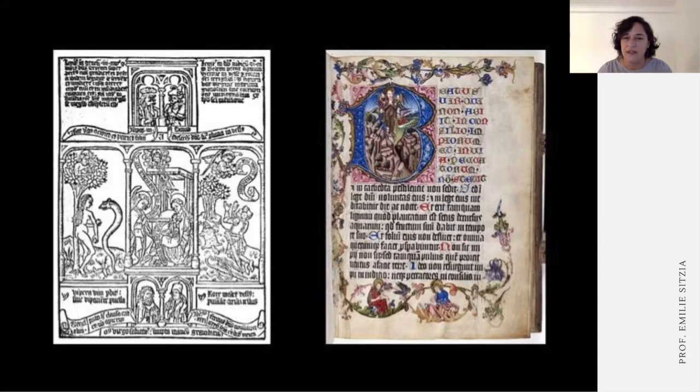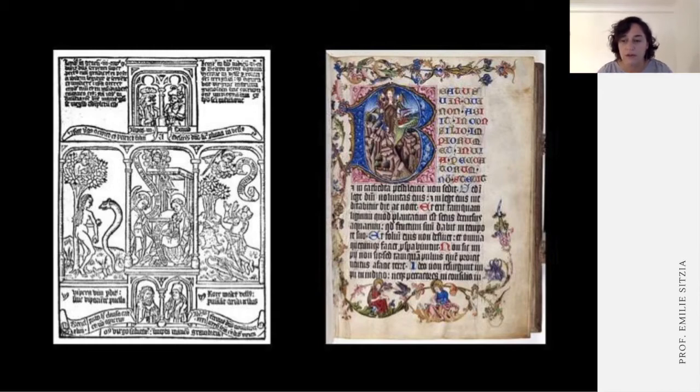And illustration can, on one hand, be the sign of luxury and exclusivity, or it can be seen as a means to pass on information to a public whose reading is assumed as deficient. So here, for example, on this image, we have two examples. We have one block book, which is the Biblia Pauperum, so the Pauper's Bible.